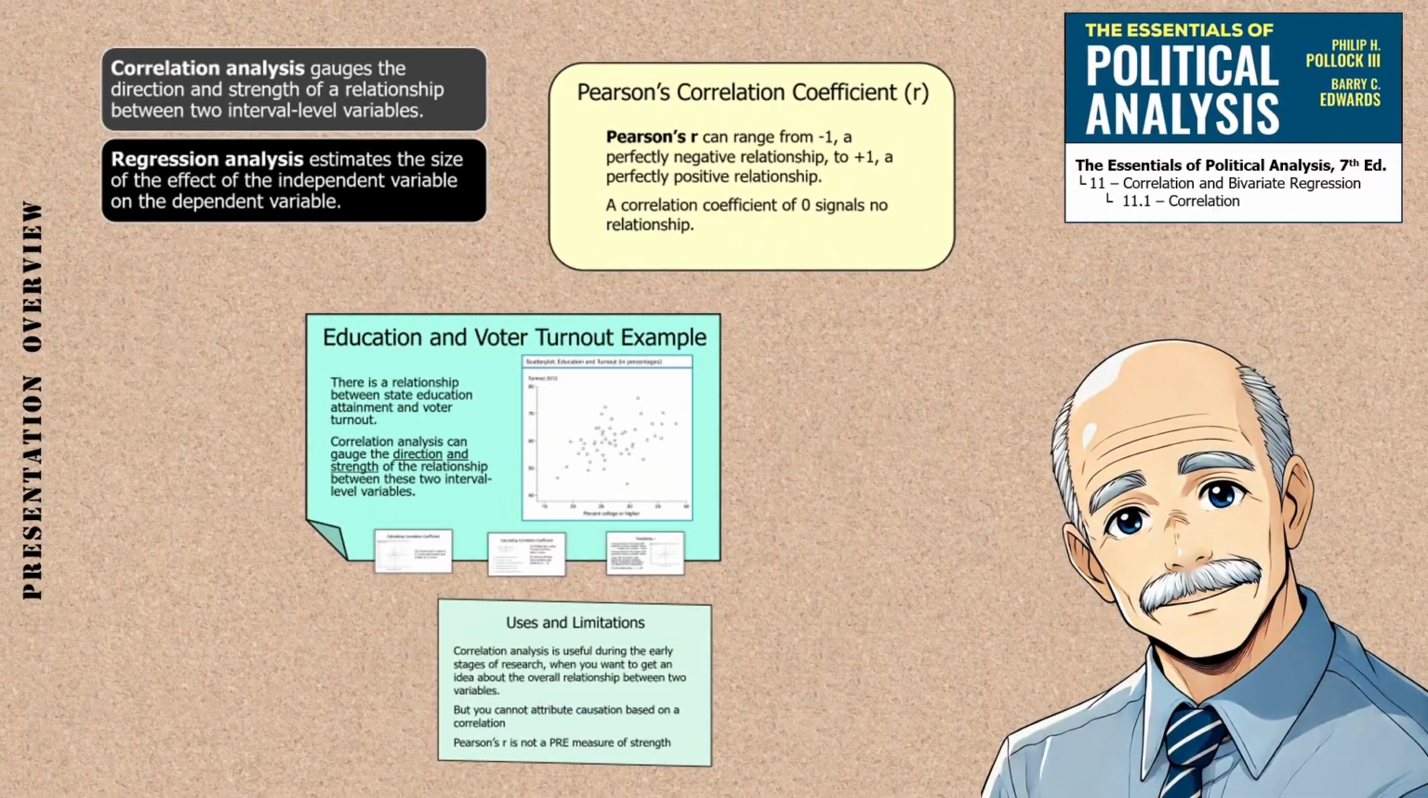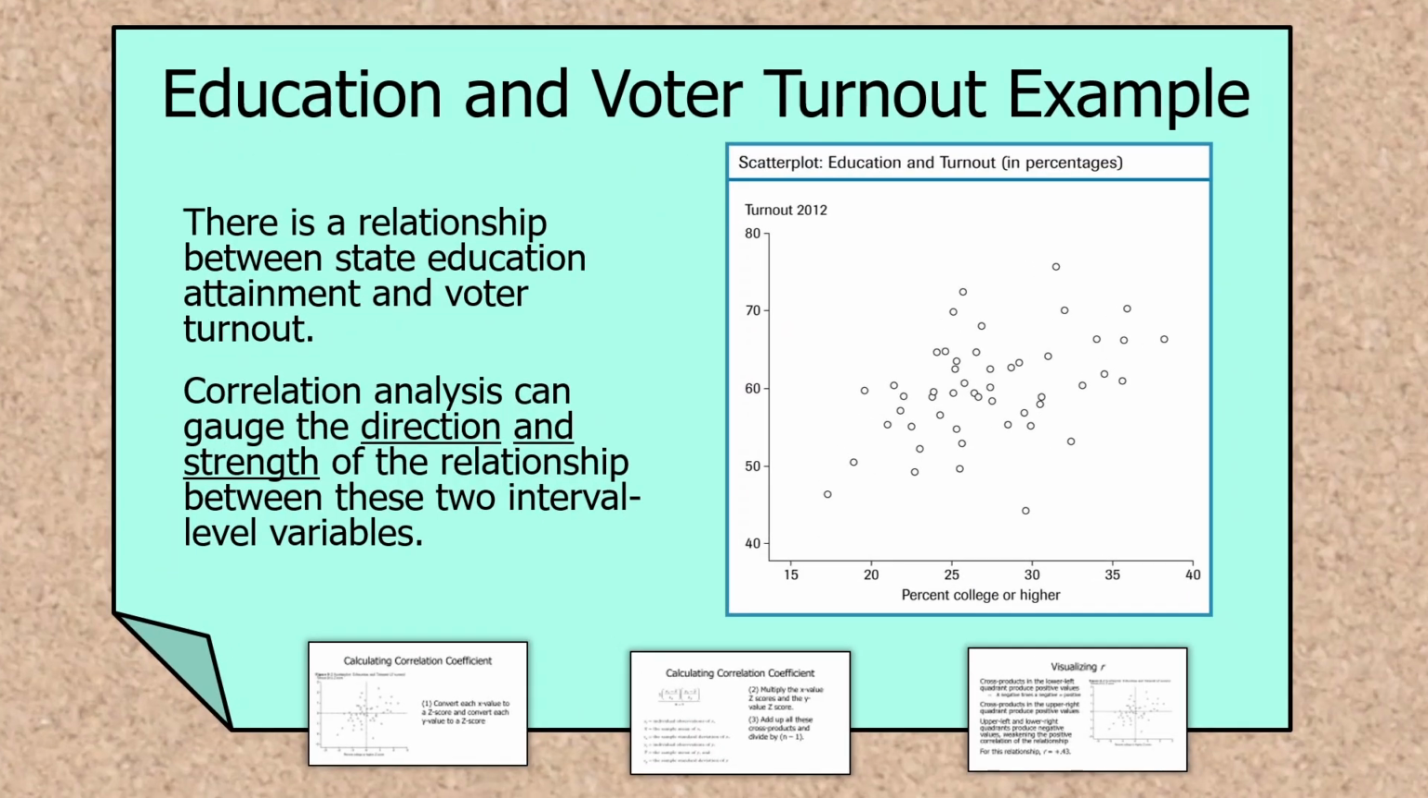Now let's start here with this. I've found that correlation does well to visualize it. This shows a scatter plot of the relationship between, for each state, each of these dots represents a state, the percent of the state's residents who have a college education or higher, so it's a measure of education along the x-axis, and turnout in the 2012 presidential election, which is represented on the vertical axis. You can see these are all in units of measure, percent college or higher, percent turnout.